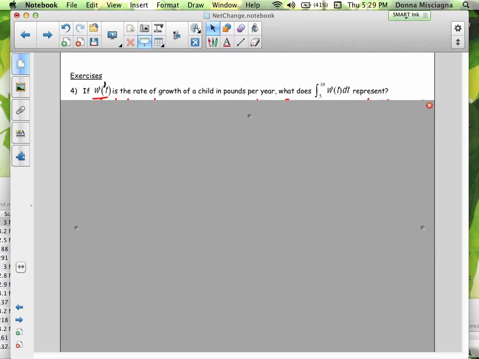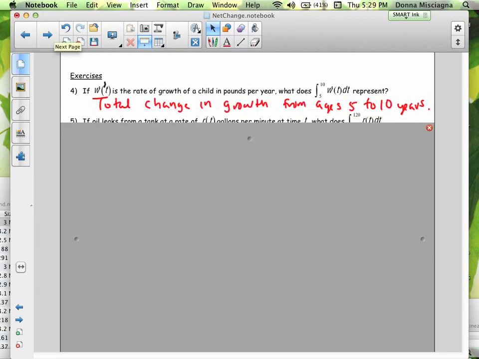So I'm not going to wait around for you to answer. I'm just going to let you pause the tape because you can do that, and then you can have as much time as you want. I'm just going to show you the answer. It is the total growth from ages 5 to 10 years, right? So when we integrate and evaluate, we're finding our total change in the original function. So if this is the rate of growth, the derivative, then the growth is the original function. And so it's the total change in growth from ages 5 to 10 years.